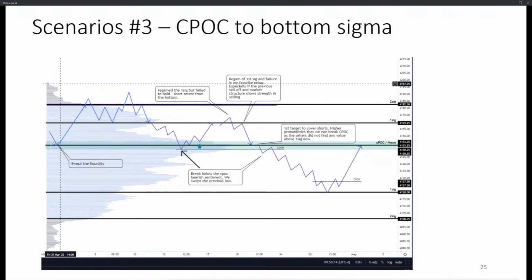Last piece, when you have the CPOC to bottom sigmas, how do you play it? It's again the same. You sweep the liquidity, right? They broke below the CPOC now. What I was trying to do is bring the series back. You go here, and kind of give you the whole flow and the movement. Hopefully you guys are able to see it. But here's your liquidity. You swept it here. You made higher highs. You see how here you made a higher high and you took out the first sig, but then what happened? Somebody said it earlier. It regained it, but it failed.